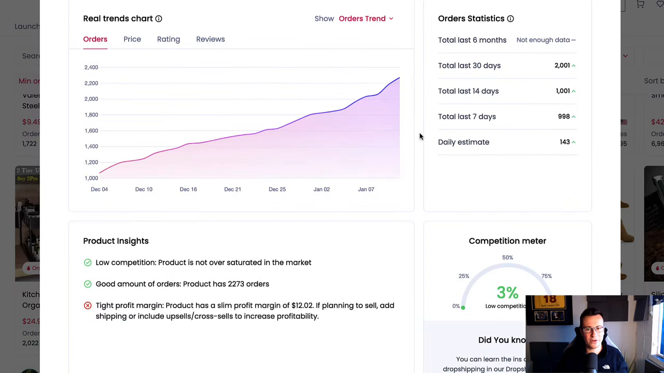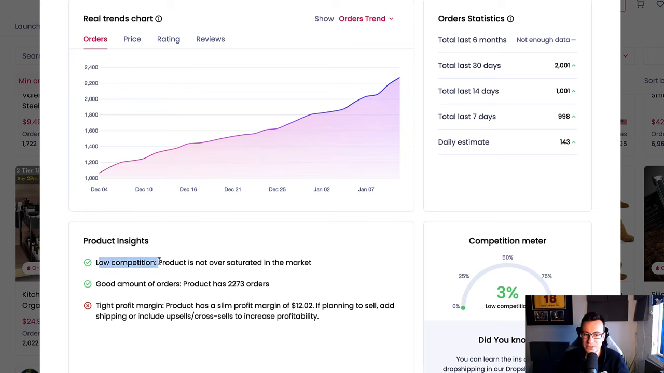Moving on to the final product, and I was a bit iffy about putting this product in there, but when you look at the numbers, then it has to be in there, because this is the orders trends chart for this particular product. We can see it's been on a slow and steady and gradual increase, showing a consistently increasing demand for the product, which is a great sign of a winning product.